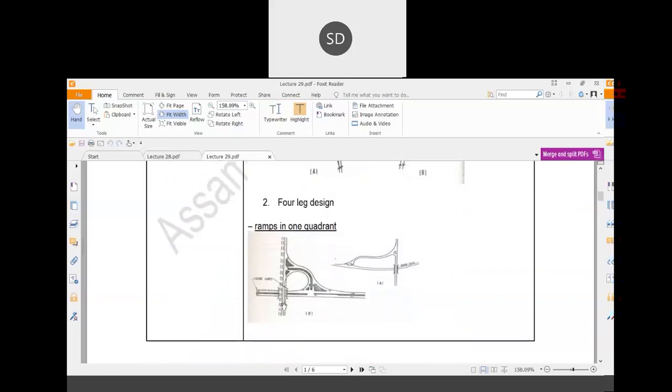Then this is the four-leg design. Here your right turning vehicles move on the grade separated one. This is a ramp in one quadrant. Basically, these are the four quadrants: 1, 2, 3, 4. Here a ramp or grade separation is provided at one quadrant, so it is called ramps in one quadrant.